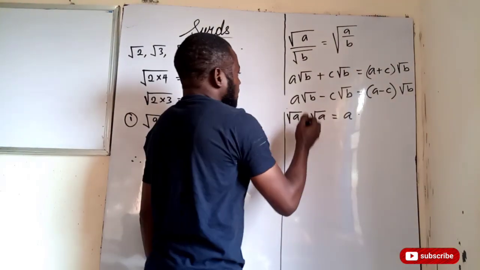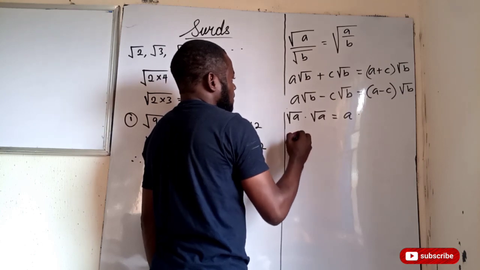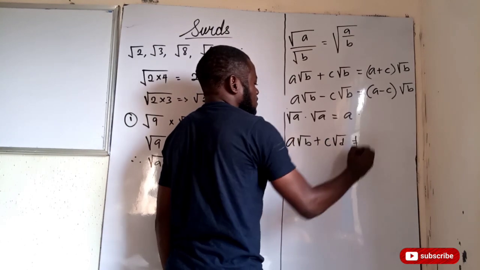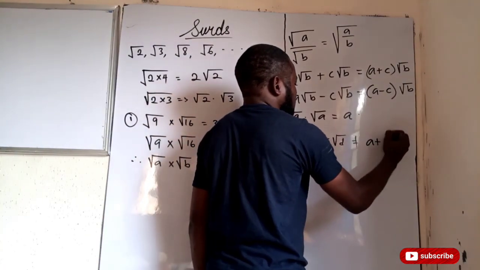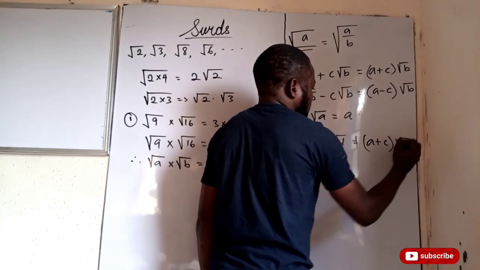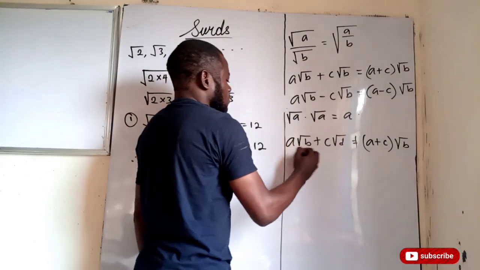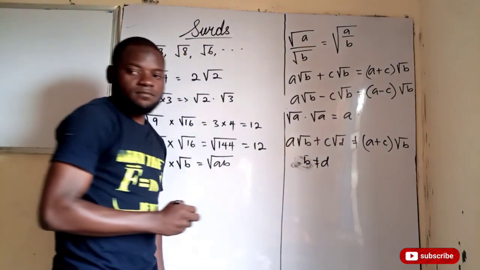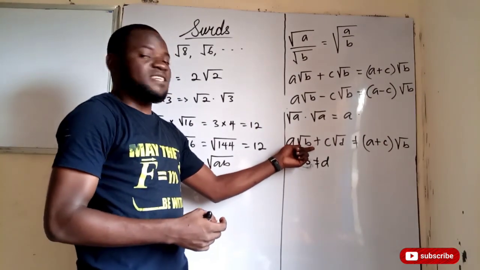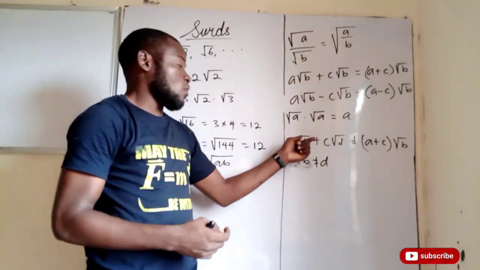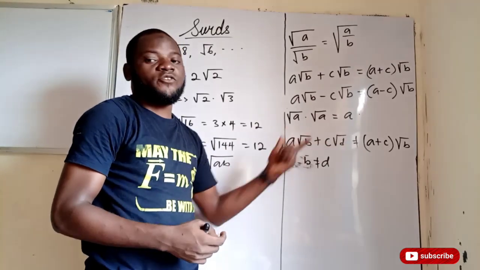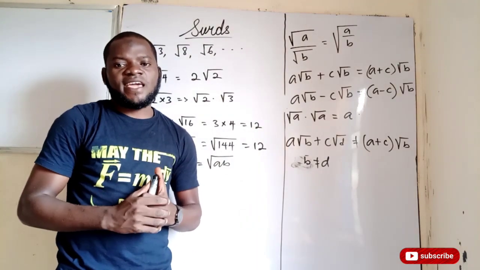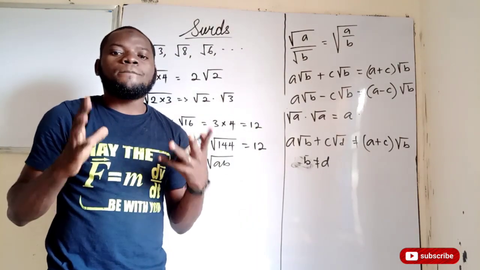Okay. Mind you, if I have A root B plus C root D, this is not the same thing as saying A plus C times root B. Why? Because under the roots, I don't have B equal to D. So once we don't have the same thing under the surd, that is, when the surds are not similar, we cannot add or subtract them together. Are we together? Okay?